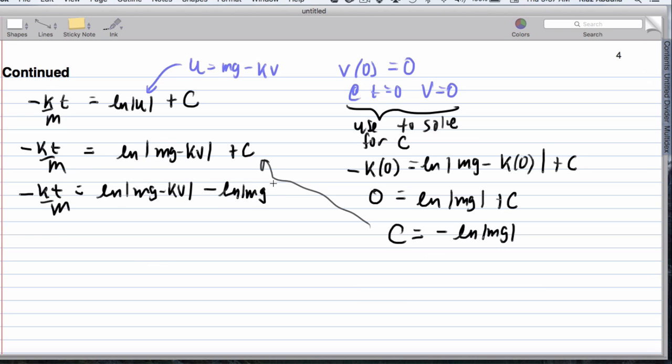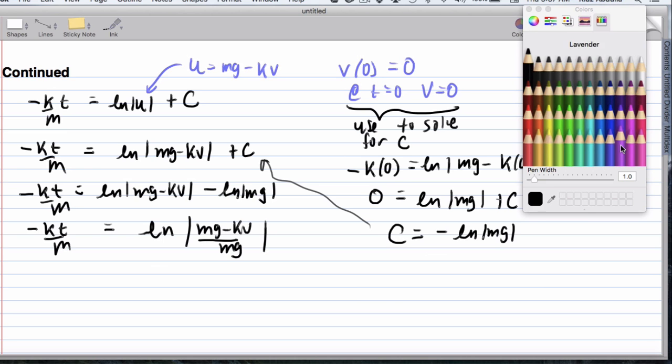Now let's use a little bit of natural log algebra. So negative kt over m equals the natural log of mg minus kv over mg. Now I'm going to take e to the both sides and simplify. Then we have e to the negative kt over m equals mg minus kv over mg. I'll multiply both sides by mg.